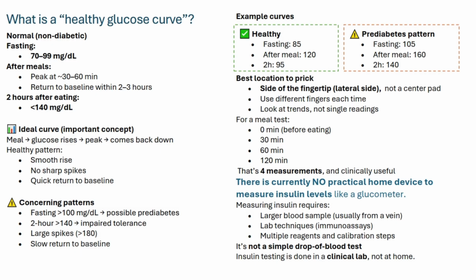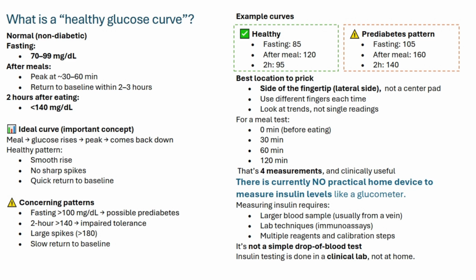For example, a healthy glucose pattern might show fasting at 85, post-meal at 120, and 2 hours later at 95 milligrams per deciliter, while a prediabetes pattern could show fasting at 105 milligrams per deciliter, post-meal at 160, and 2 hours later at 140 milligrams per deciliter.